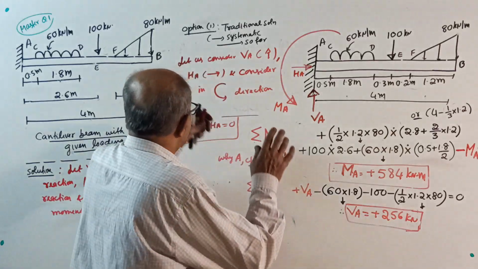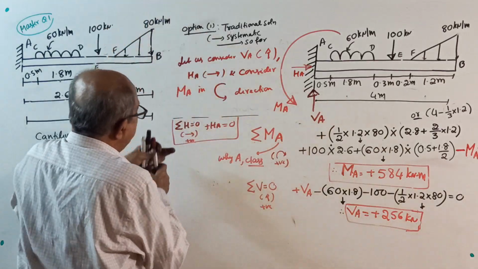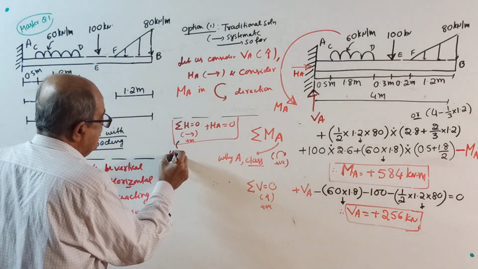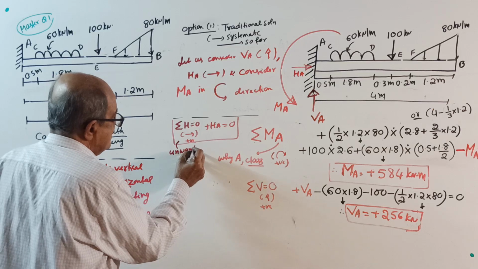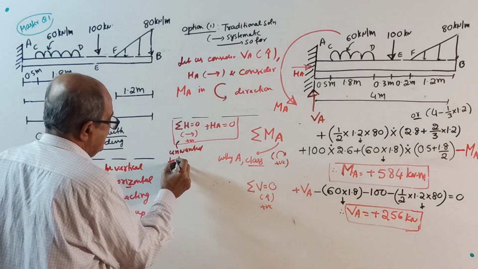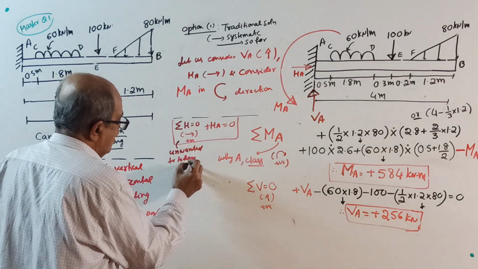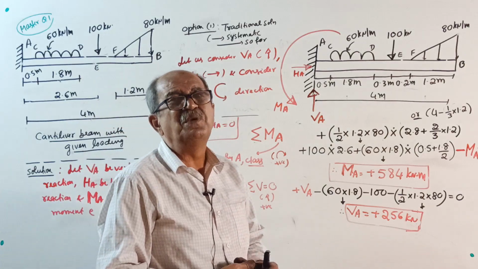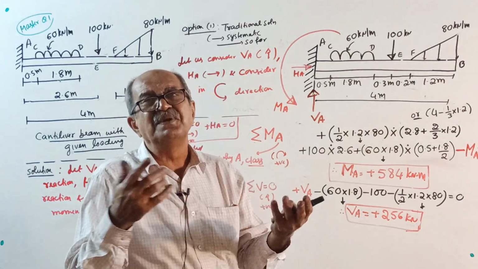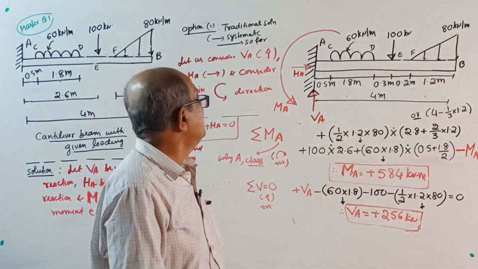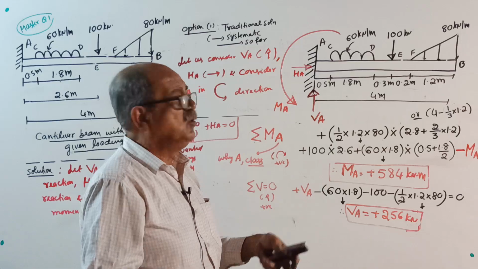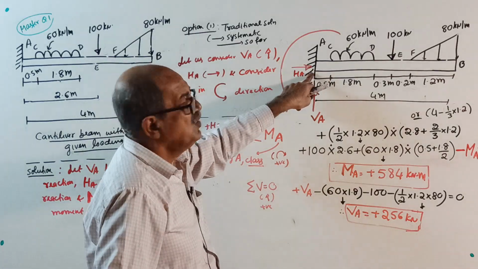Now, first, sigma FX is unwanted. See, for today's class, this is unwanted. Unwanted for today's class. Because I told you, only sigma H equals 0 is very simple. That special principle is not there. So anyway here, sigma H equals 0, HA, that's all, no other load, equal to 0. So your HA will go.